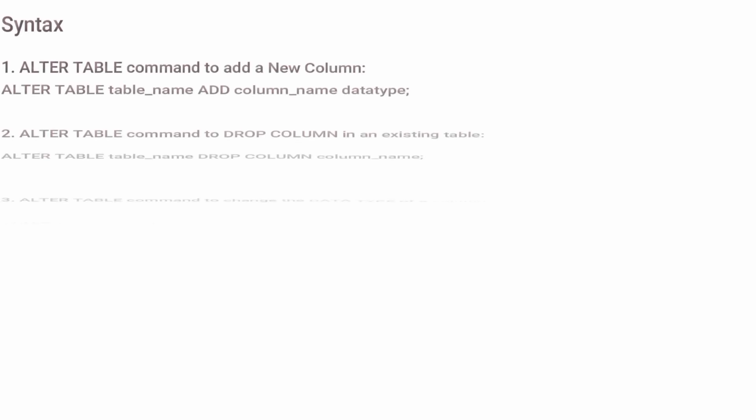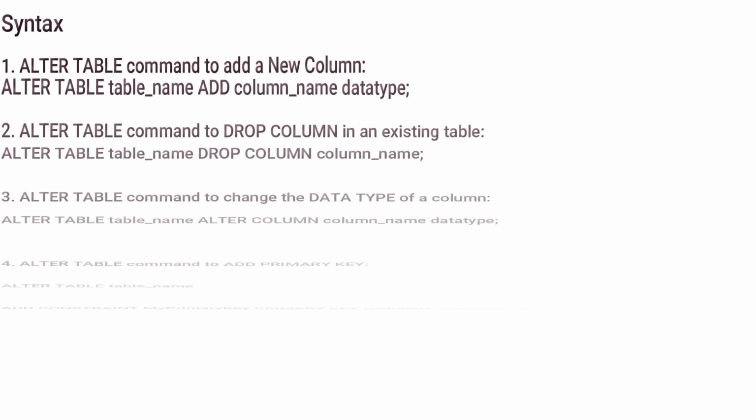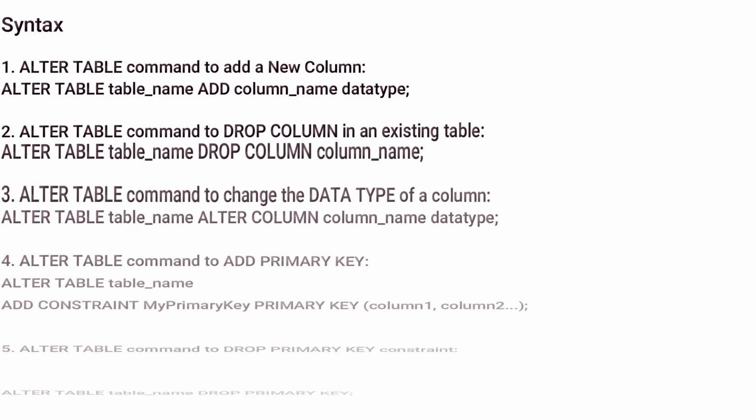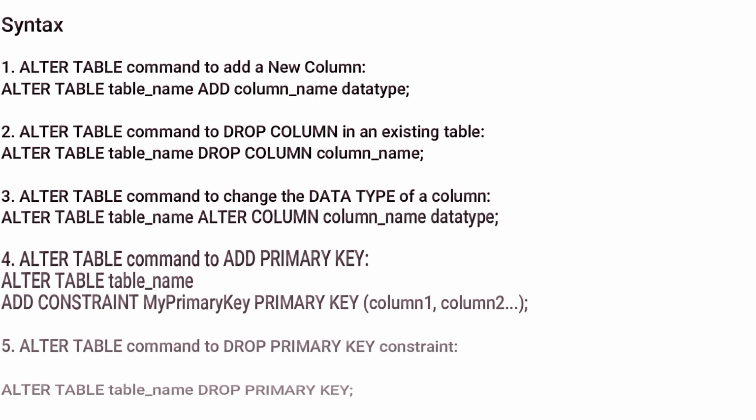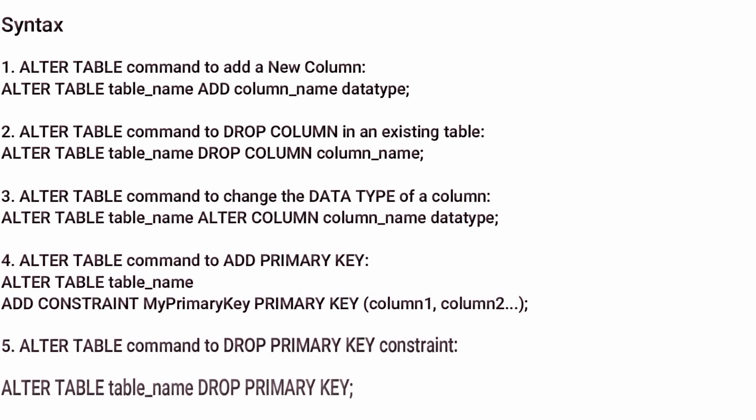These are the syntaxes which are used in the alter table command. The first one is just to add a column. How can you add a column? Using alter table name, you have to type in the add statement, then you have to specify the column name and the data type. The second one is for dropping a column from the existing table. So instead of add, you just type in drop, which will remove the table column.